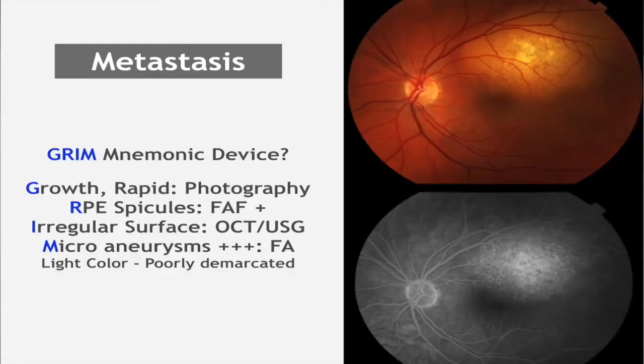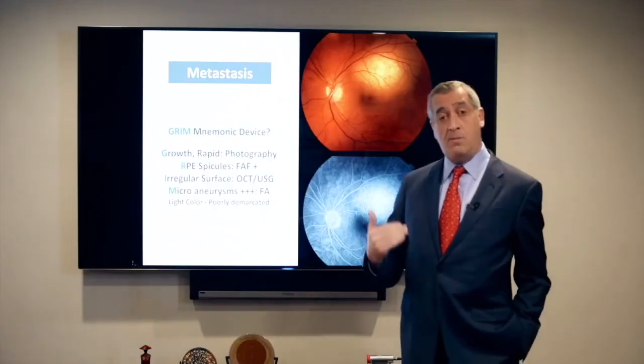So I tried to think of a mnemonic for metastasis, and I came up with GRIM. That probably suits the process. Growth, as I said, much more rapid growth than a choroidal melanoma, best documented by photography. So you get a photograph when the patient comes in, and get another photograph when the patient comes in the second time. If you are observing a small lesion and you think it might be a metastasis, you may observe the patient at first.